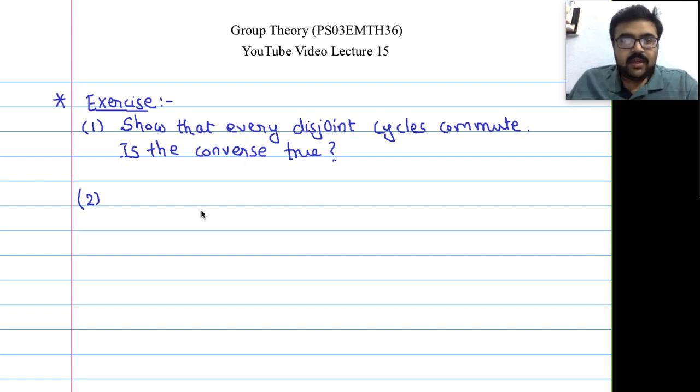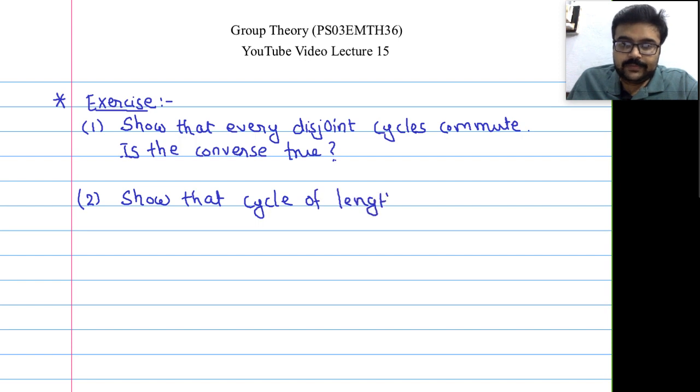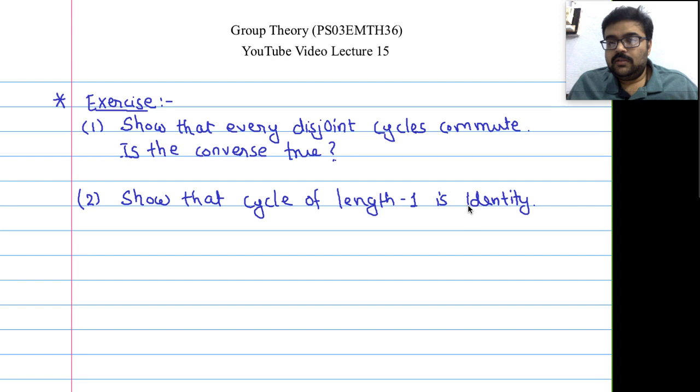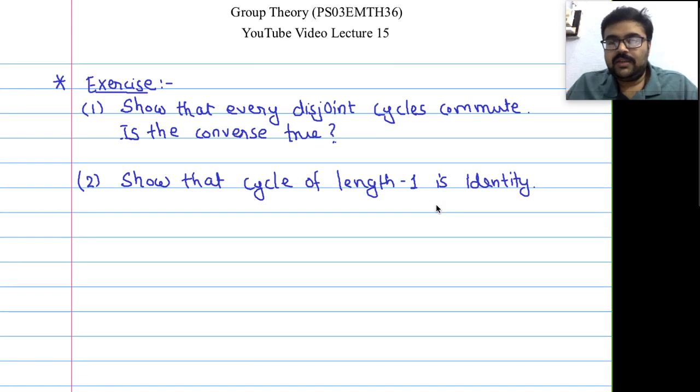It's okay. The second is very easy. Show that a cycle of length 1 is identity. As we have seen in the example of a single cycle of 7, this is very easy. So let me give you a hint.